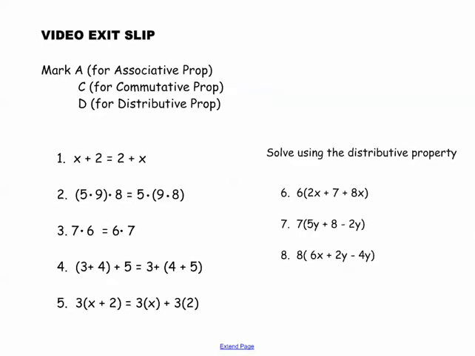I have a video exit slip. There are 8 problems this time. So for the video exit slip, 1 through 5, I want you to mark, is it the associative property, the commutative property, or the distributive property? Just put the letter there. But then for 6, 7, and 8, I want you to use the distributive property. So I want you to solve it, and if you need to, combine like terms.